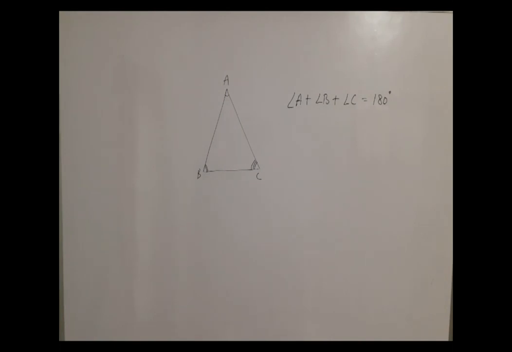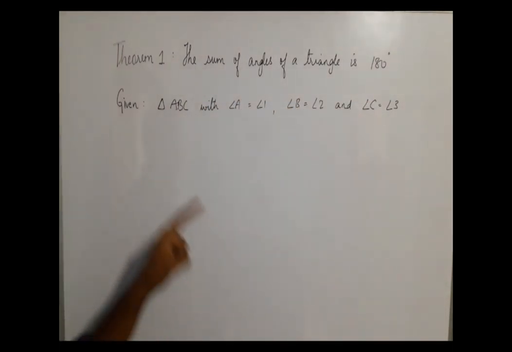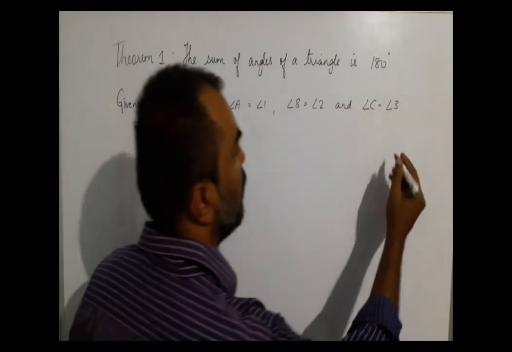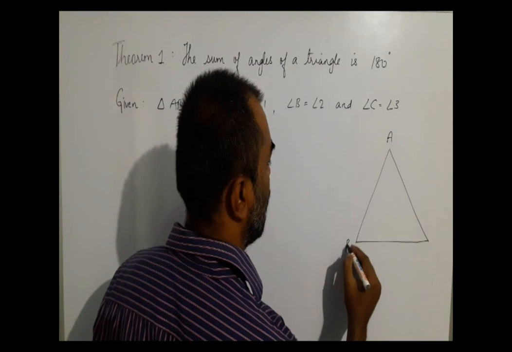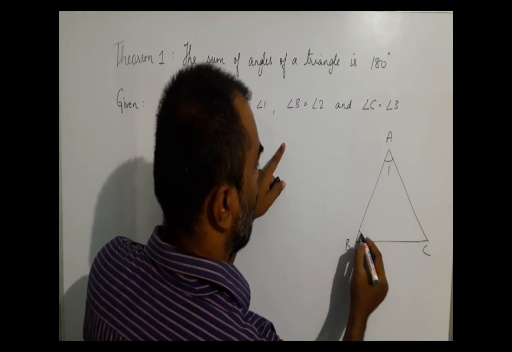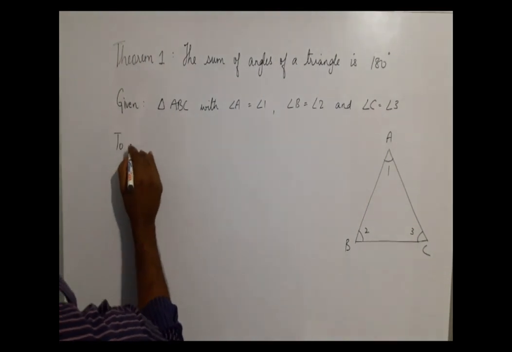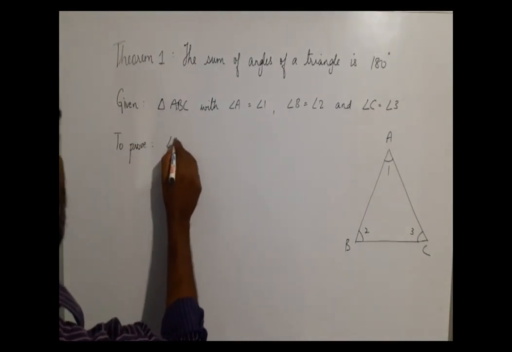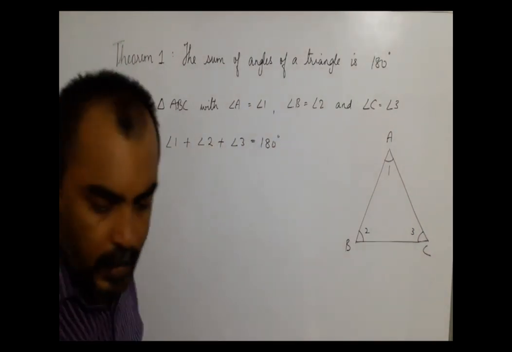So we have to prove this theorem. I have written the theorem on the board: the sum of the angles of a triangle is 180 degrees. So what are we given? We are given triangle ABC. Angle A I have called angle 1, angle B I have called angle 2, angle C I have called angle 3. What I have to prove is angle 1 plus angle 2 plus angle 3 is equal to 180 degrees.